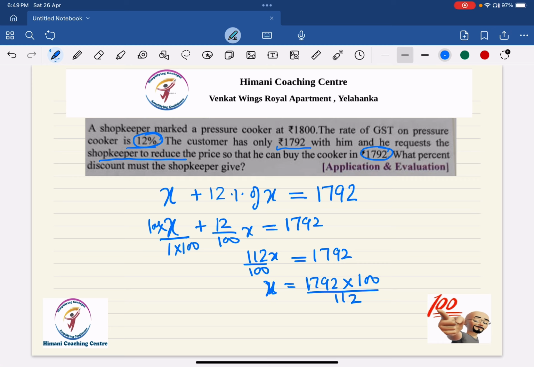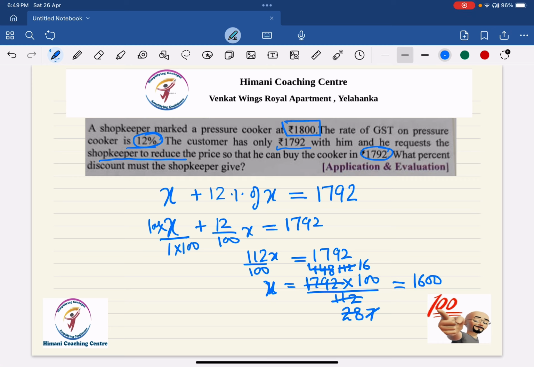Now we can solve this. Is it divisible by 4? Yes, so we can divide. 4 2s are 8 and 4 8s are 32. Here it is 4 4s are 16, 4 4s are again 16. Again it is divisible by 4, 7s are 28 and 112 goes by 7 16 times. So 16 into 100 is 1600. That means the customer got the cooker now at 1600 rupees.